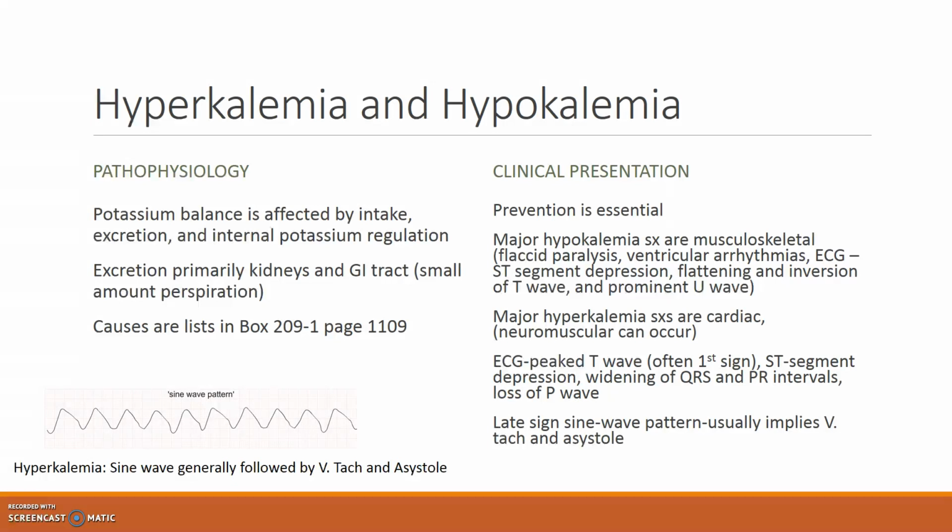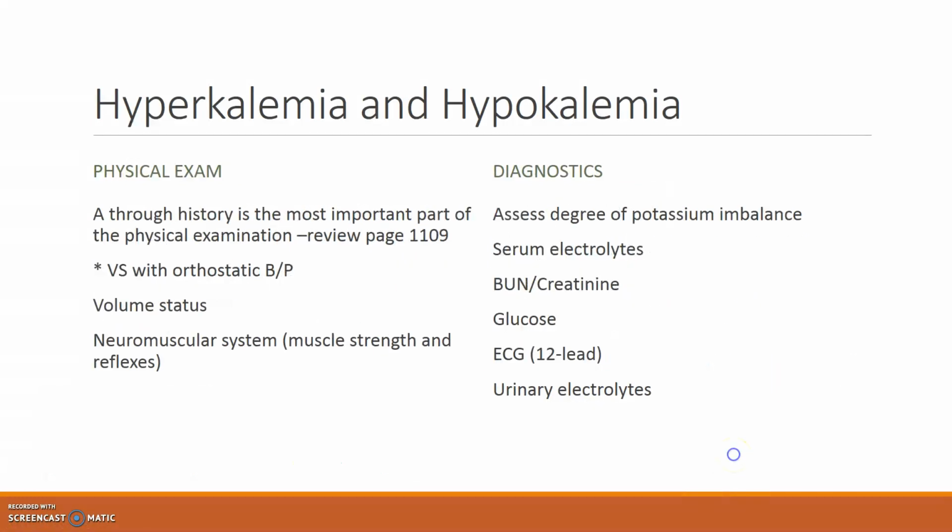Major hyperkalemia symptoms are generally cardiac, although you will see some neuromuscular symptomology occur in hyperkalemia. The ECG will reflect a peaked T wave, which is often the first sign of hyperkalemia. The ST segment is depressed. There's a widening of the QRS and PR interval and a loss of the P wave. Late signs of severe hyperkalemia is called a sine wave pattern. That usually implies that ventricular tachycardia is about to occur and then asystole, which implies death.